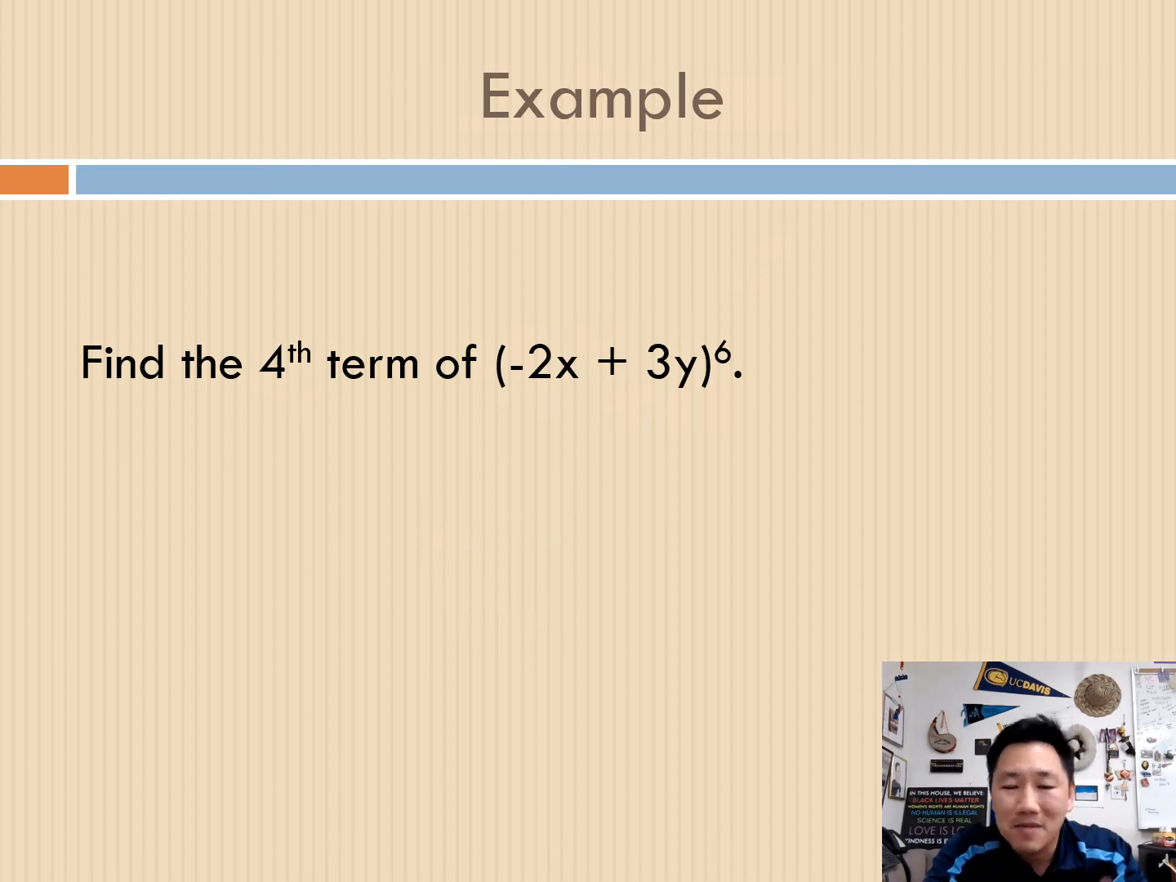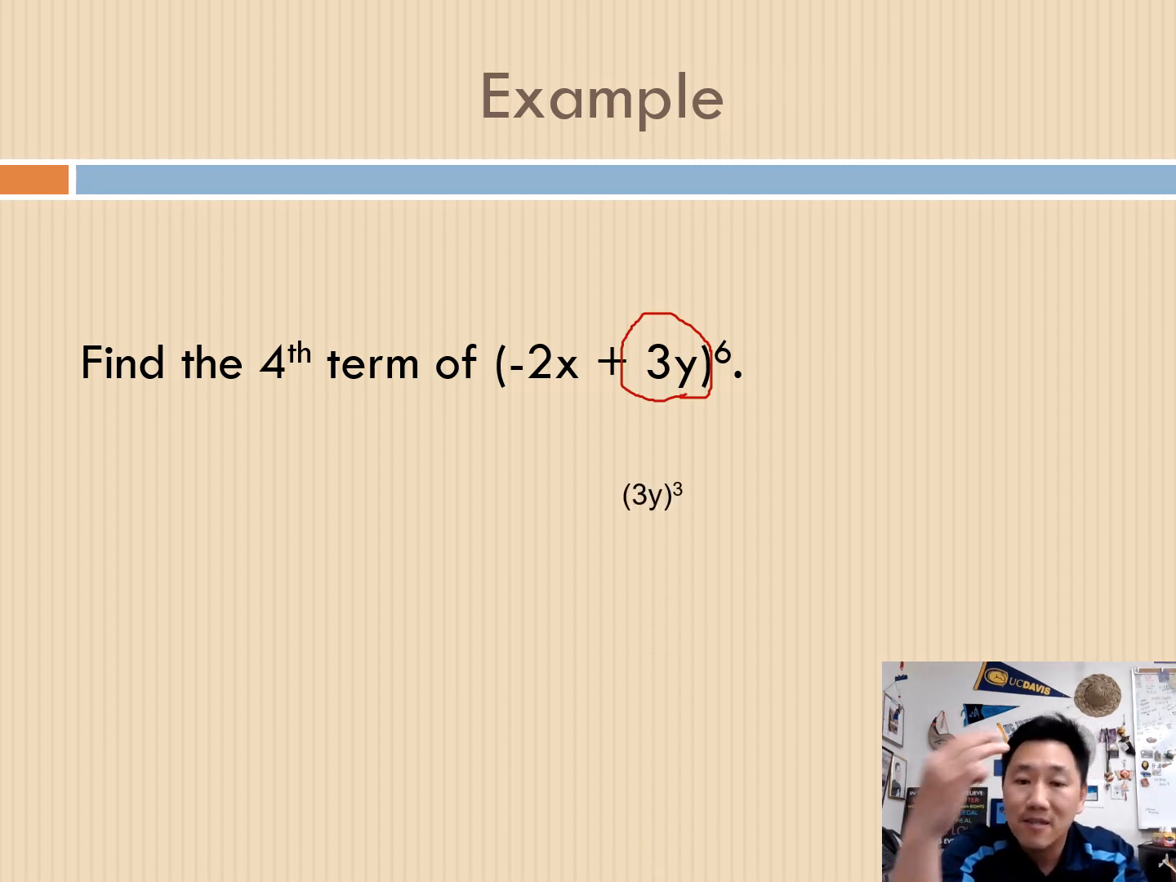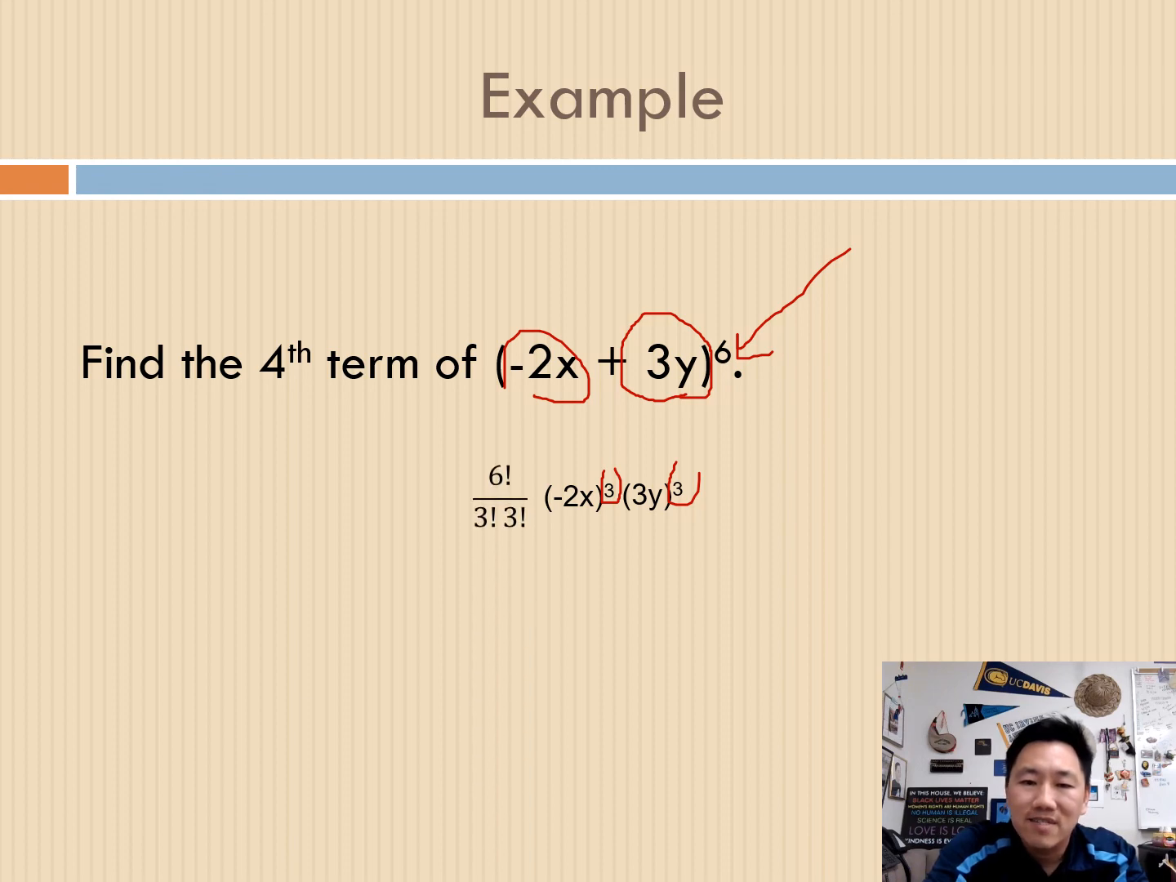All right, same thing, but this one's a little bit more complicated. I want the 4th term. And so when I want the 4th term, that means I want this part 1 less. So 3y to the 3rd power. That means the negative 2x, what power is it going to be? Also to the 3rd, because they have to add up to this original 6. From there, go ahead and put in the coefficient in the front, 6 factorial over 3 factorial, 3 factorial, and then simplify. This goes into the calculator.